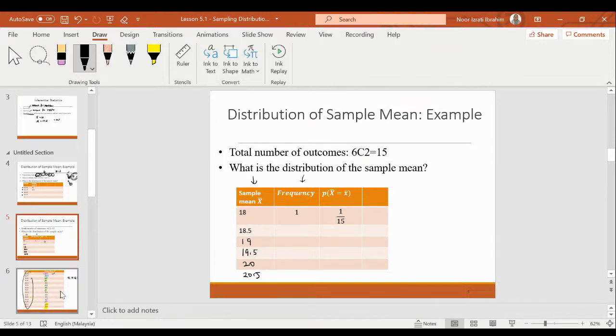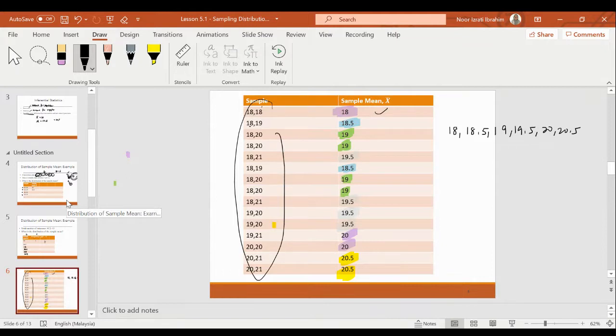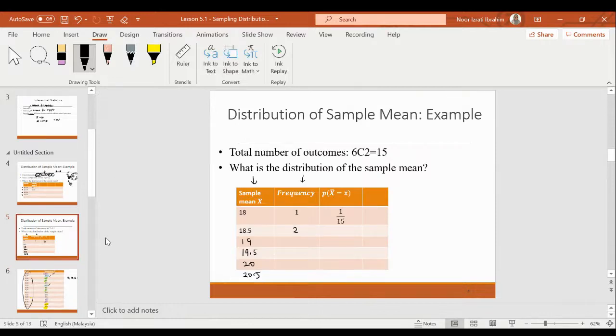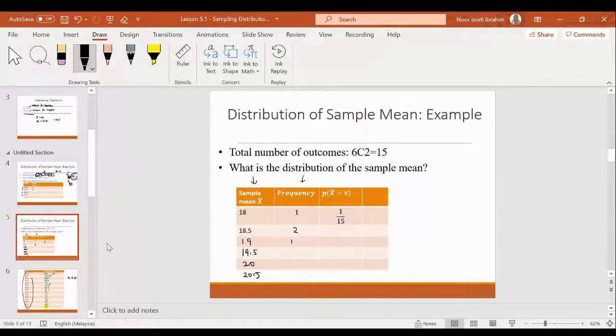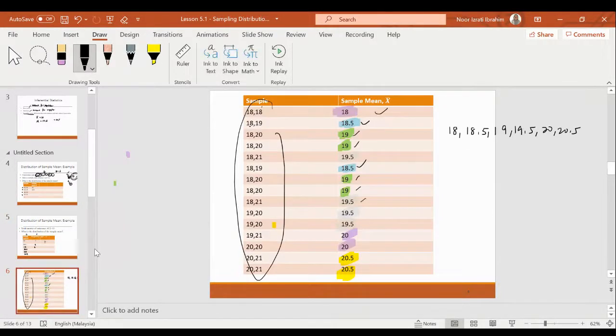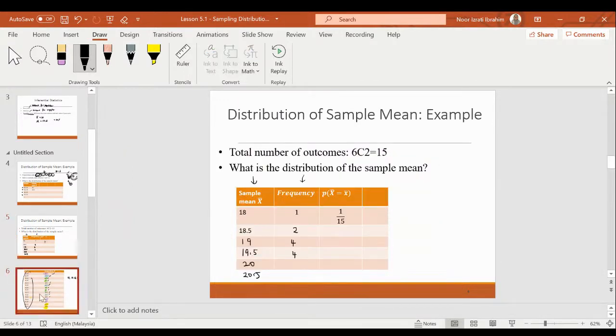So how to get the frequency? We have to count here. For 18, we only have 1. For 18.5, we have 1, 2, so the frequency for 18.5 is 2. For 19, we have 1, 2, 3, 4. We have 4 here. For 19.5, we have 1, 2, 3, 4, another 4 here. For 20, we have 2. And for 20.5, we also have 2. So the total frequency here is 1 plus 2 plus 4 plus 4 plus 2 plus 2, which is 15. There are 15 data, just now 15 possible samples, right?